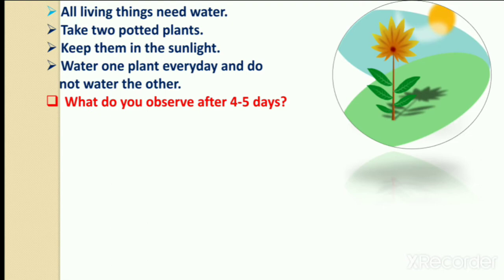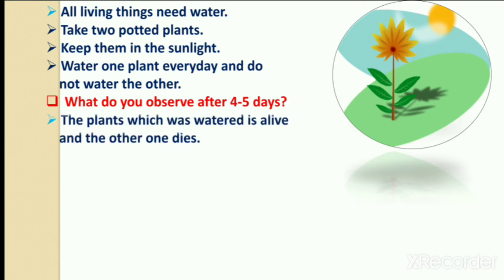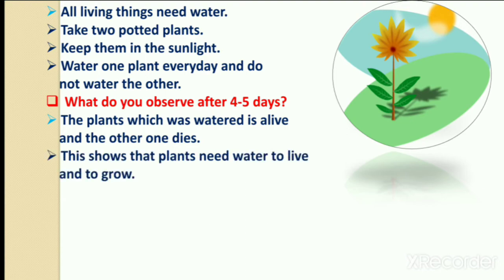What do you observe after 4 or 5 days? The plant which was watered is alive and the other one dies. Why does the other one die? Because it doesn't get the water. This shows that plants need water to live and to grow.